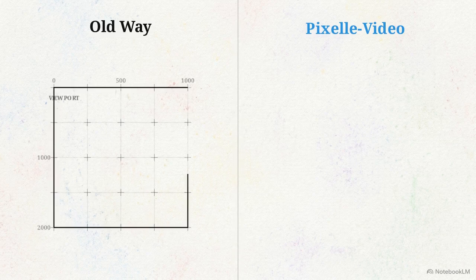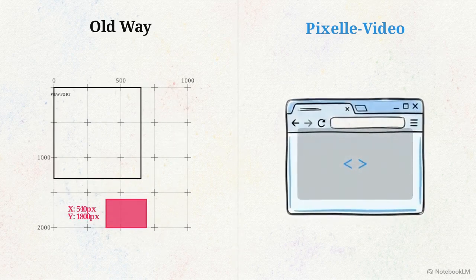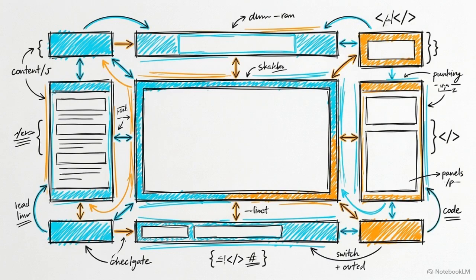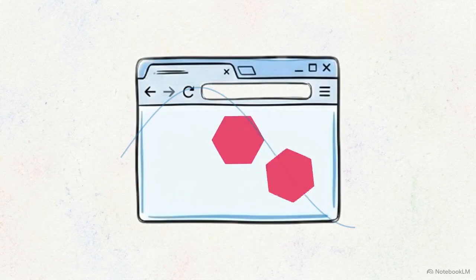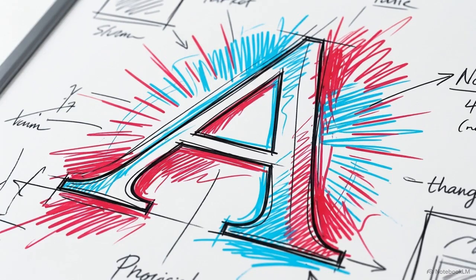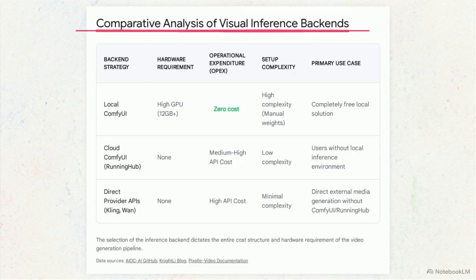Traditional automated editors utilize rigid binary engines that map coordinates exactly. Pixelle-Video instead relies on web standard technologies. Utilizing a web browser as the compositing viewport allows developers to apply complex CSS keyframe animations, embed corporate SVGs, and utilize custom web typography. Before initiating the pipeline, engineering teams must define their deployment paradigm, balancing capital expenditure against operational expenditure. This comparative analysis table outlines the structural trade-offs of the available visual inference backends.